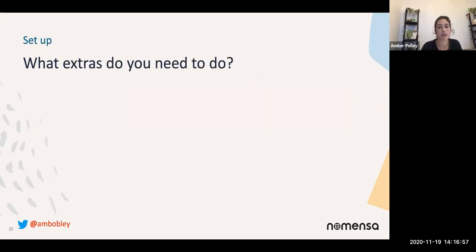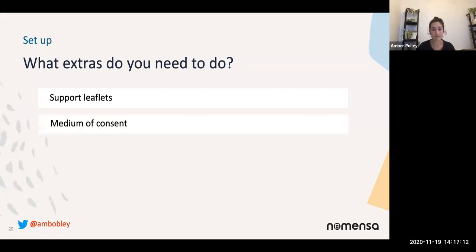And then think about the setup. So what extras do you really need to be doing? It might be providing support leaflets. So where are you going to be signposting your participants to during and after the research sessions so that they can have support? And who's going to be printing those things off? And who's going to be providing them?